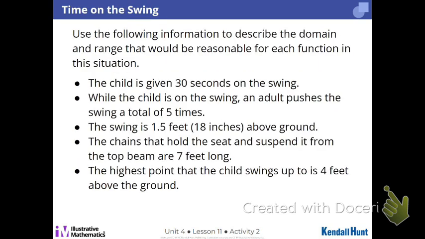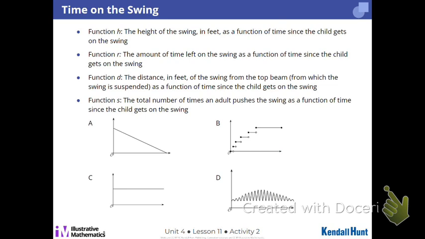So the next piece of information, the adult pushes the swing a total of 5 times. Oops, so we go back here. That means we're looking at which one? B. Okay. And that means right here, that's 5 pushes, right? So I want a domain and range for this. All possible inputs, all possible outputs.